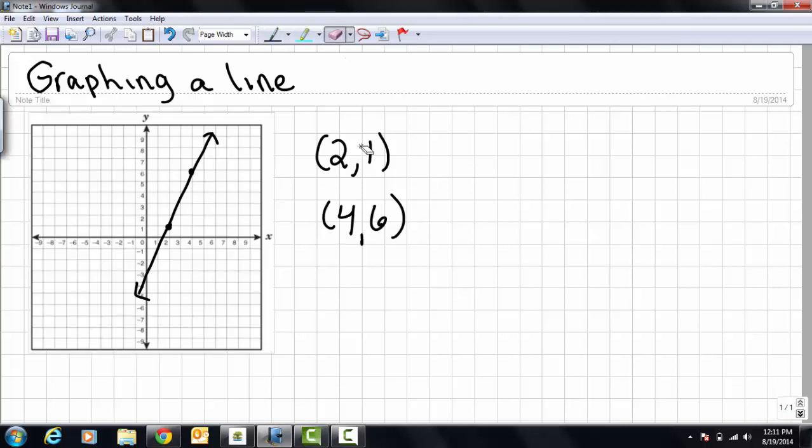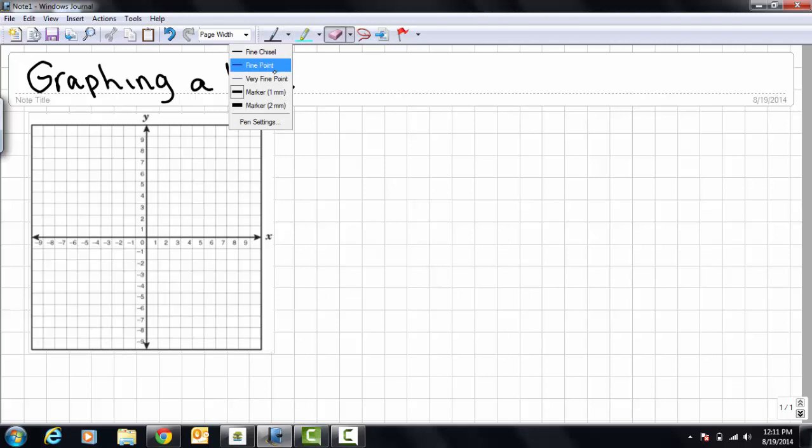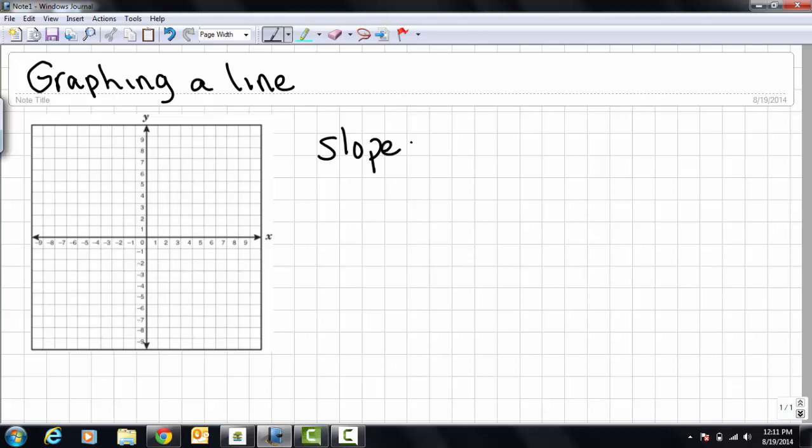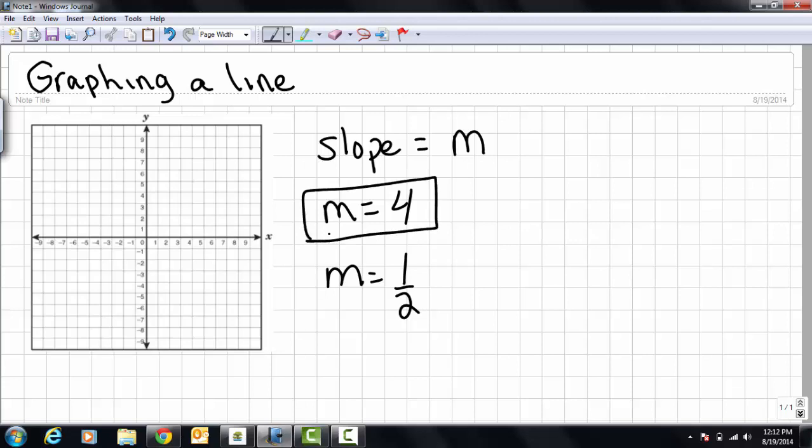The other way you're going to see this is with a slope. So how can we graph a line with a slope? First of all, we have to understand what slope is. Slope tells you how steep your line is, and it's usually designated with a lowercase m. So if I have a slope of 4 and a slope of 1/2, this slope is going to be steeper. So the higher the number, the steeper the slope, or the steeper the line is. When I have a fraction, like 1/2, it means it's not as steep.